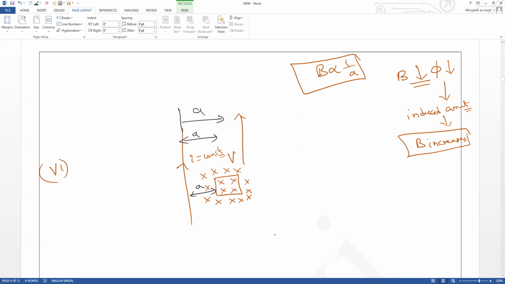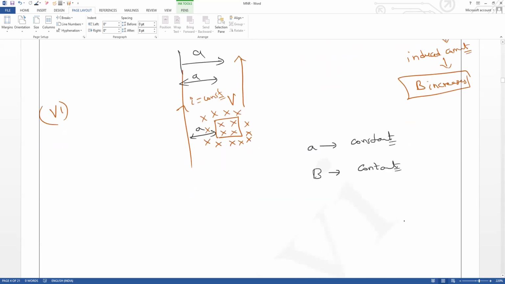If it is traveling with velocity V, is our distance a away from the conductor the same or different? The distance a remains constant. a remains constant means B also remains constant. Is the magnetic field going to change or not? The magnetic field strength is not going to change. B is constant, and theta is also constant. The magnetic flux also remains constant. Every point has the same number of field lines.